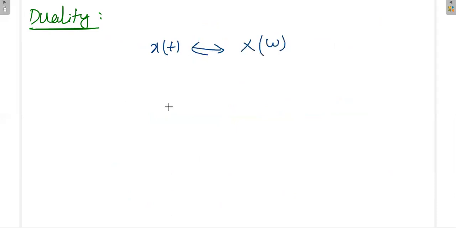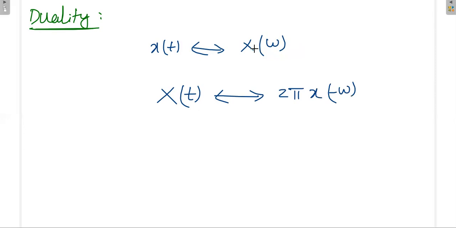So the next property is the duality property. x of t and X of omega are a Fourier transform pair. The duality is like this: capital X of t is the time domain signal, then what would be the frequency domain? That is 2 pi small x of minus omega.